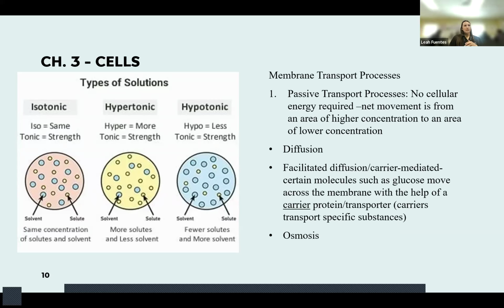Again, there is a specific example in your textbook, should be in chapter 3, but it does also break it down even more. But make sure you know these 3 types of solutions. Again, you really only need to remember the prefix, so iso, hyper, hypo, and then tonic for all 3 of them.